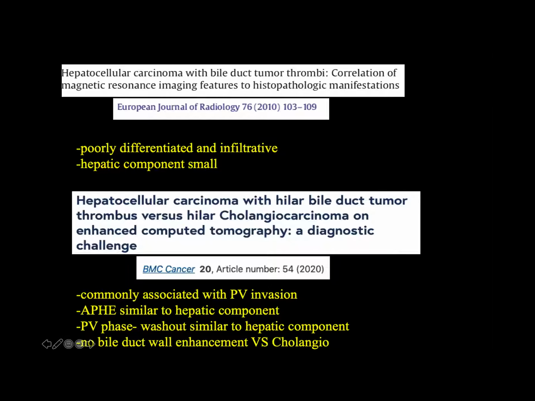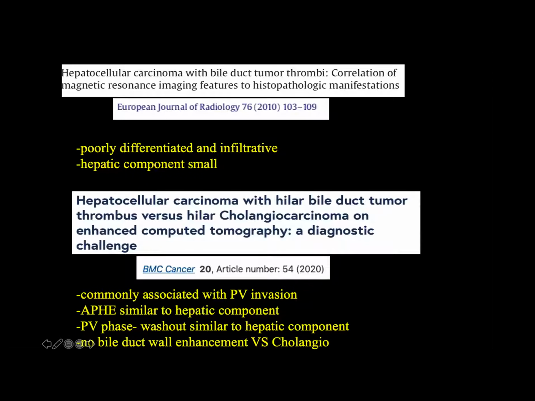And then there is this more recent article, BMC Cancer 2020. One point that they raised, and moving forward I'm going to keep an eye out, is that on the portal venous phase, with cholangiocarcinomas, the wall of the bile duct appears thickened and enhances. Whereas with HCC going into bile ducts, the mass itself can show washout, but the wall of the bile duct doesn't enhance on the portal venous and delayed phase. So I thought that point used to distinguish HCC going into bile ducts versus cholangiocarcinoma was interesting.